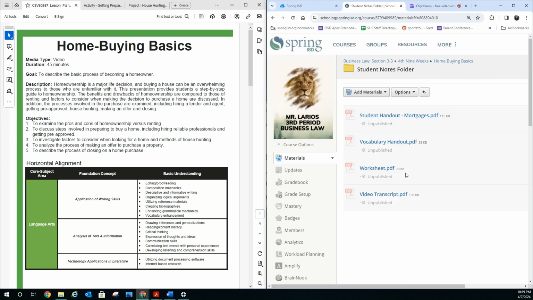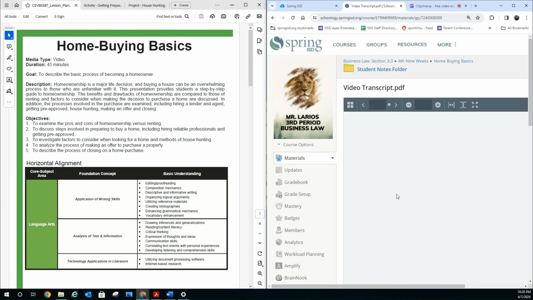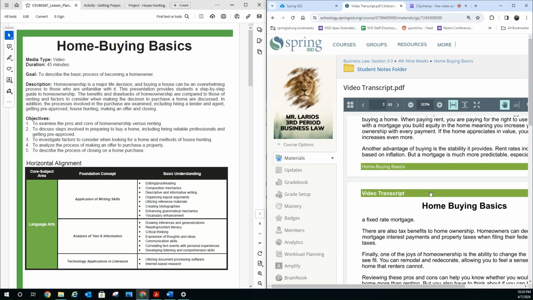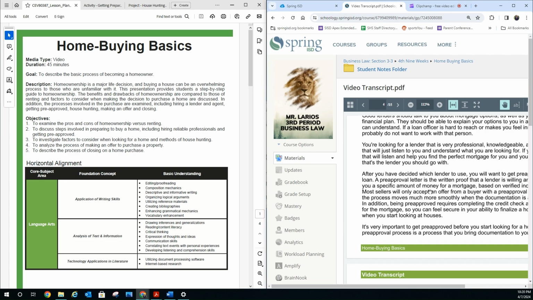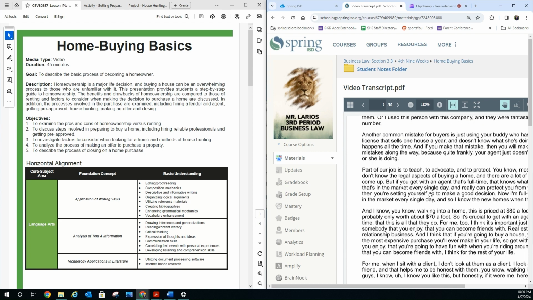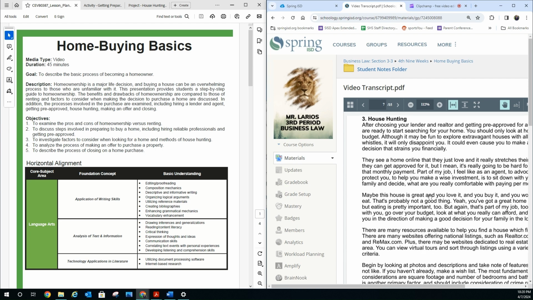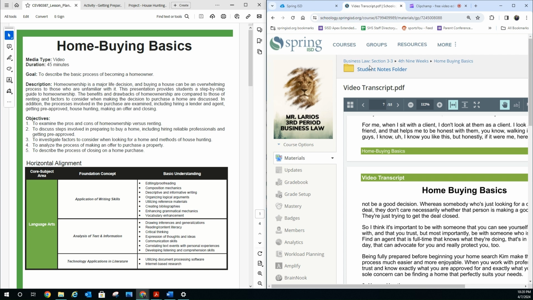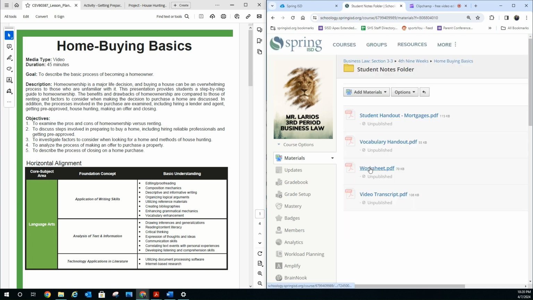Then, of course, we have the vocabulary handout, a worksheet, and your video transcript. This is pretty much like a PowerPoint presentation. This lesson doesn't have a PowerPoint presentation, it has videos. But most of us probably don't like to watch videos, so I gave you the video transcript so you can read and take a look at everything. It is pretty lengthy, but it covers all the information that you need to complete the assignments in this lesson.